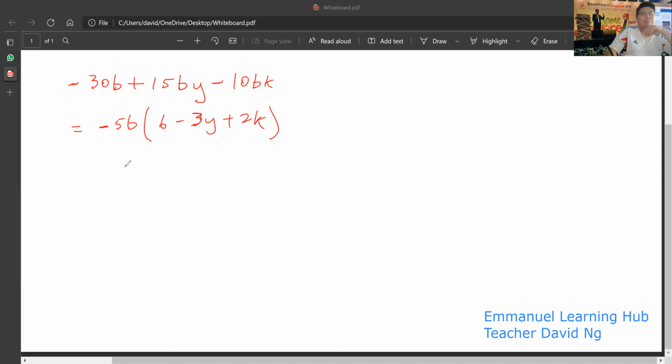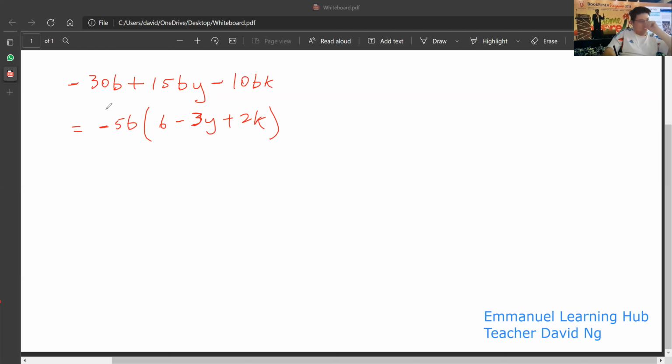There's a shortcut one. 15, right? Positive 15. I take out negative 5, then must be negative 3, because negative 5 times negative 3 gives me positive 15. That's how I know it's negative 3. That's a shortcut. How come there's a Y? Because I take out my B, left with Y. Shortcut lah.